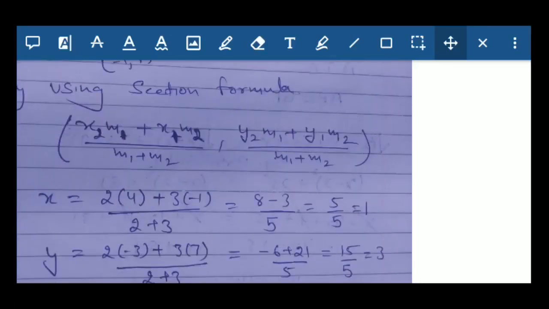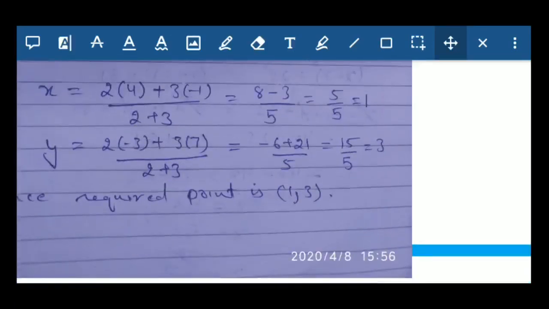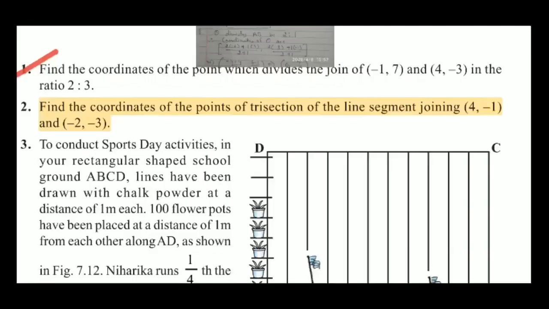Now substitute the values, and after substituting, the value of x is 1. Similarly, you will find the y coordinate, and you will substitute the values of A and B and the given ratio, and after substituting you will get the value of y equals 3, and our required point P is (1, 3). After the first question, see the second question.